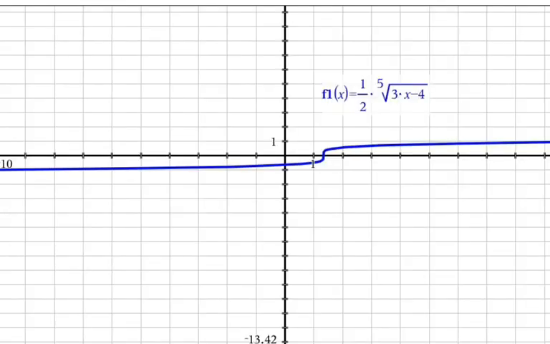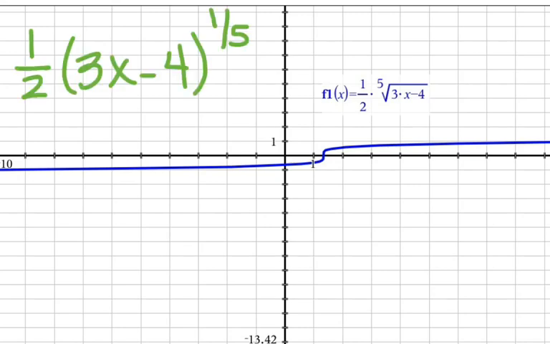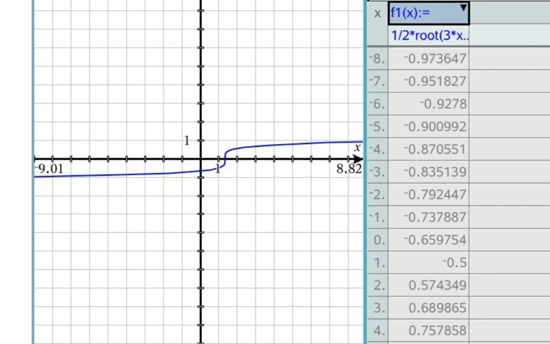One way that you can actually type this into your calculator is if you type 1/2 times 3x minus 4 raised to the 1/5 power. It's the same function as this one. And some calculators, if you try typing it in with the 5th root, it may not come out correctly. So raising to the 1/5 power also works. Okay, so this is the graph of our function. And here's the table. You can see lots of decimal values in here because you would wind up taking the fifth root of some number, so that would give you a decimal.